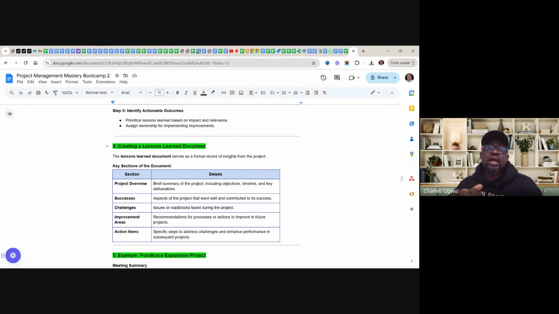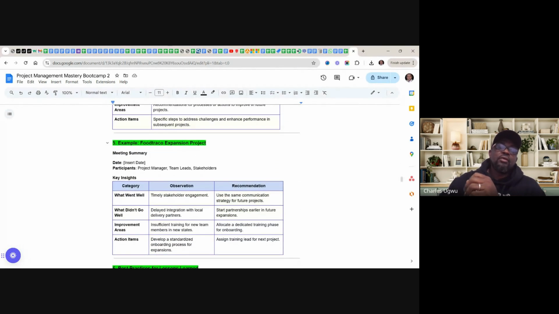2, successes: aspects of the project that went well and contributed to the success. Challenges: issues and roadblocks faced during the project. Areas of improvement: recommendations for processes or actions to improve in future projects. Actionable items: specific steps to address challenges and enhance performance in subsequent projects.